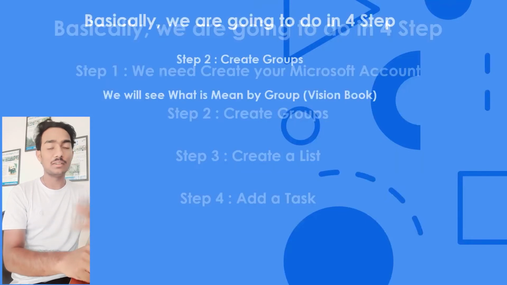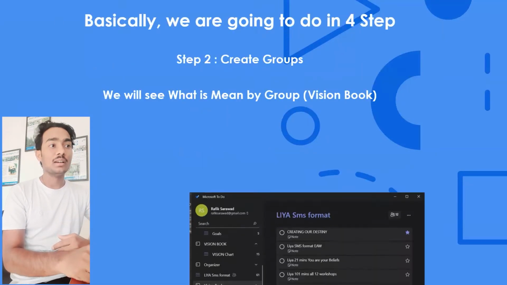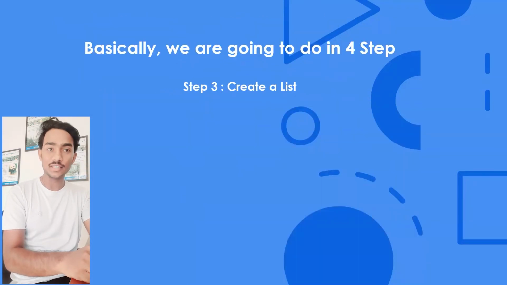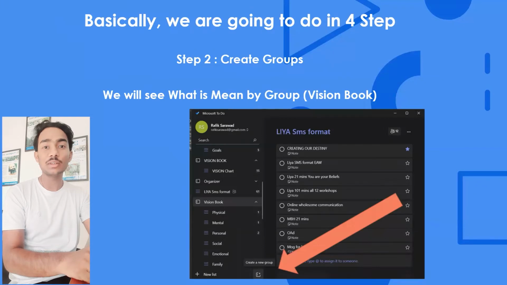So we'll see what is meant by group. Group means basically what we made the vision book. So basically we need to click on the group button, then we need to rename it as a vision book. So this is basically how to create a group.